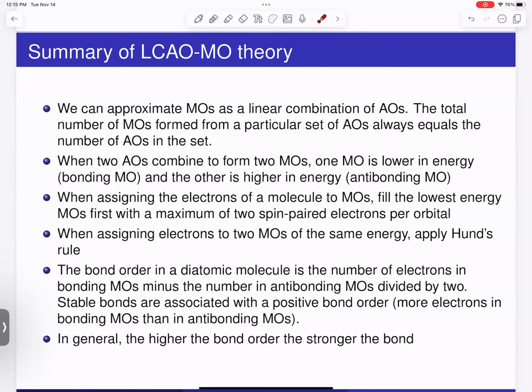All right, so that sums up our introduction to molecular orbital theory. In our next video, we will look at some more advanced examples of MO theory, looking at diatomic molecules in the second row of the periodic table.